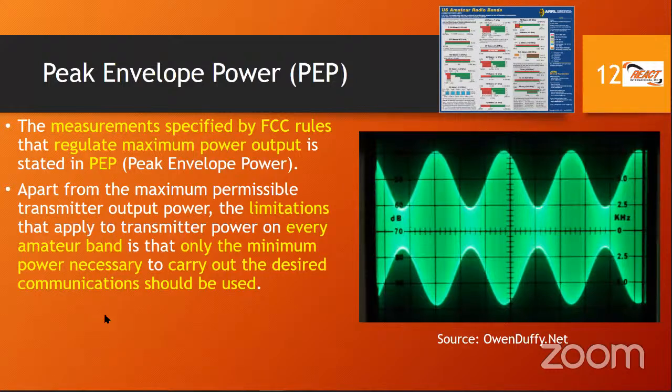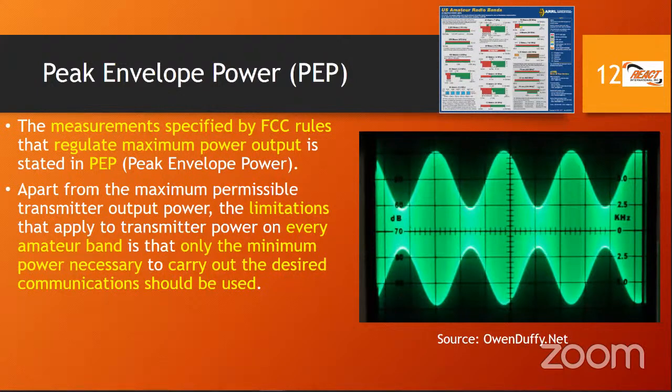It's PEP. Also, apart from the fact that the band chart and the rules and regulations will tell us as an amateur radio operator that you can use 1500 watts, for example, on the 160 meter band, the other concept is, as amateur radio operators, we discussed this during the Technician class as well. Use only the amount of power that you're required to use to make the contact. So in other words, if 100 watts would have worked, use 100 watts. You don't need to go up to 1500 watts if you have that capability.